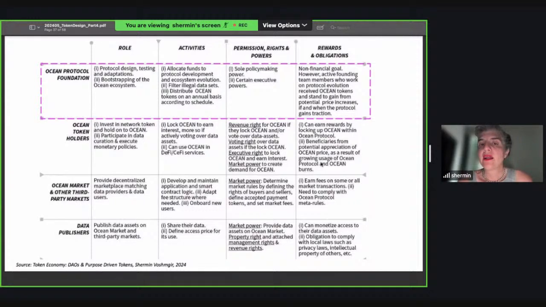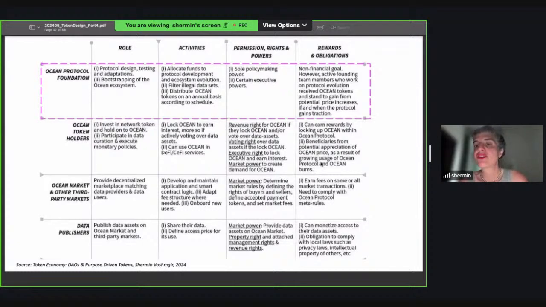They have sole policy-making power, the representatives of the Ocean Protocol Foundation, and they have certain executive powers, for example, filtering illegal data sets. Their rewards and obligations, in theory, it's a non-profit foundation. They have non-financial goals.